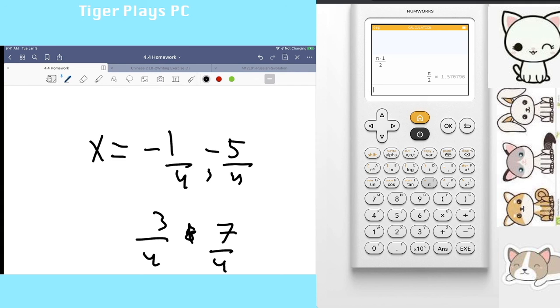Now let's test each one in the calculator to make sure we're correct. First thing you need to do is make sure your calculator is set in radian mode. So let's set the calculator in radian mode. And then what we can do is just say sine of pi times negative 1/4 plus cosine of pi times negative 1/4. And you can see it equals 0. Let's try for all the other answers to make sure we're correct.